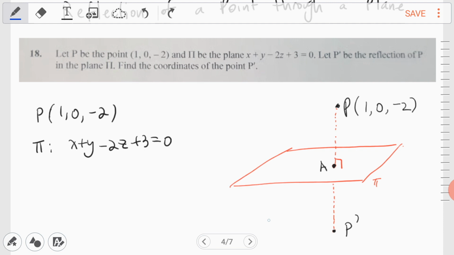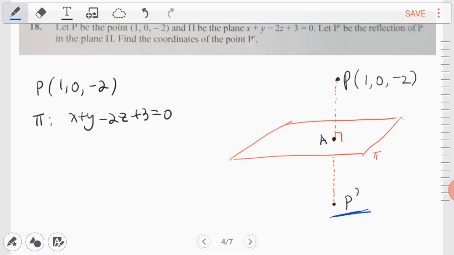If you look over here, I have a diagram, and when you reflect the point P through the plane, you're creating a mirror image on the other side of the plane. So the distance from P to A is the same as the distance from A to P', and you're basically dropping a perpendicular from P down to the plane and going straight through. So P to P' forms a straight line through the plane that is also normal to the plane.